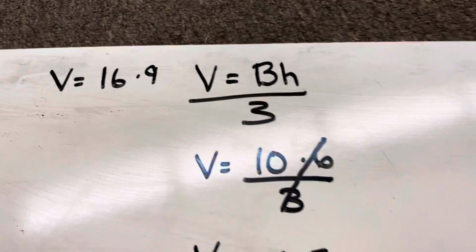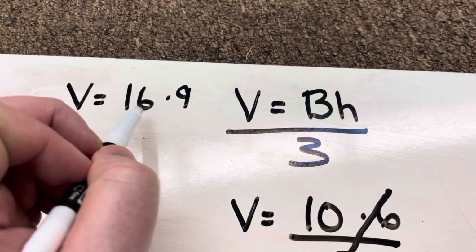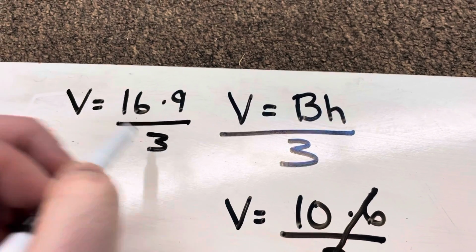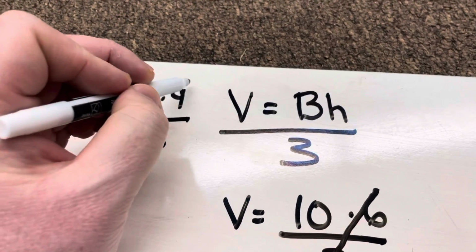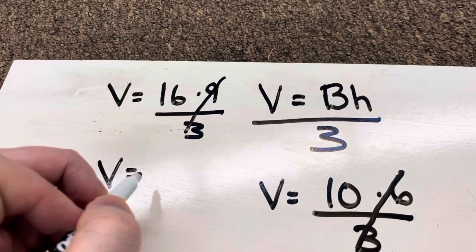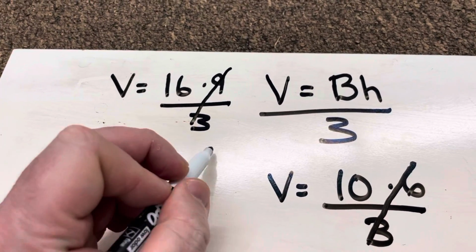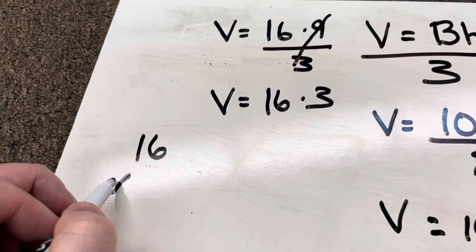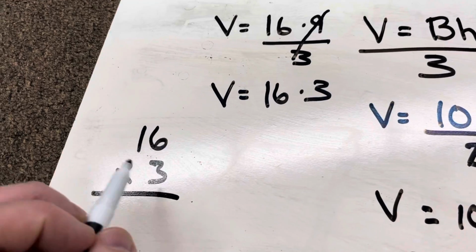All right, so now I know that volume equals area of the base, the 4 times 4 is 16, times the height, which is 9, divided by 3. All right, well, I know that 9 divided by 3 is 3. So I know that my volume equals 16 times 3. Well, if I just come over here, do a little scratch work, sometimes that's faster than going to the calculator.